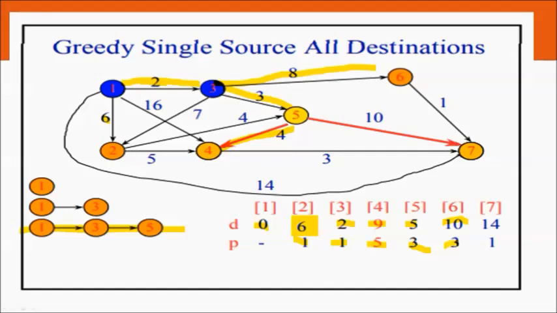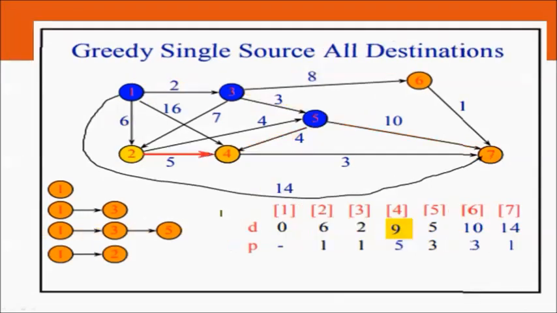Next, vertex 1 to vertex 7. We have a distance of 14, and again, our predecessor is vertex 1. Now we're done with the path from vertex 1, 3, and 5. Next, we're going to move to the path from vertex 1 to vertex 2.